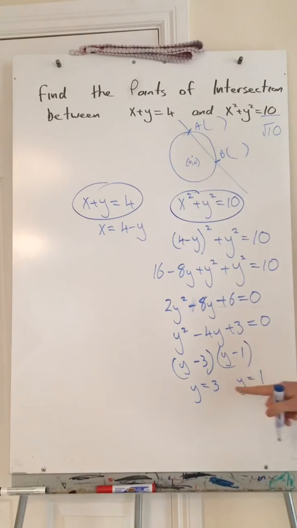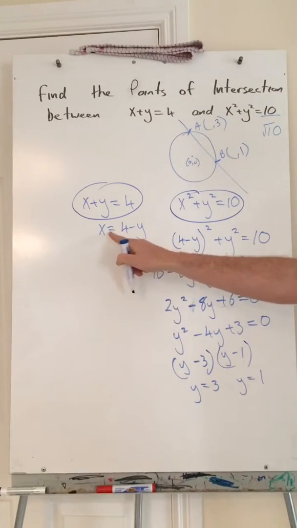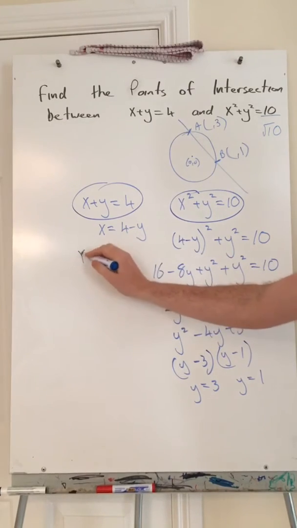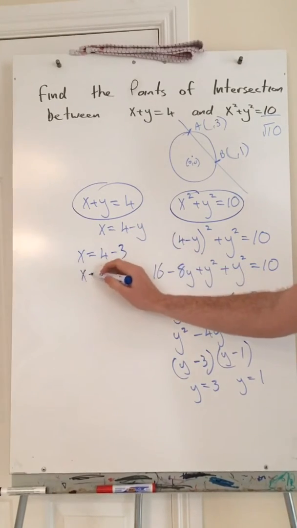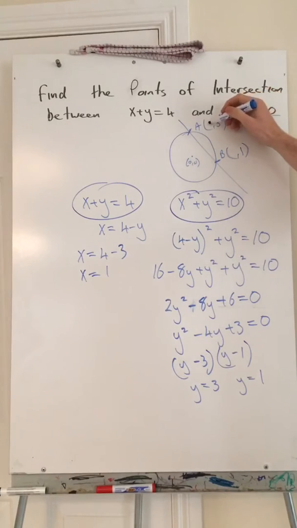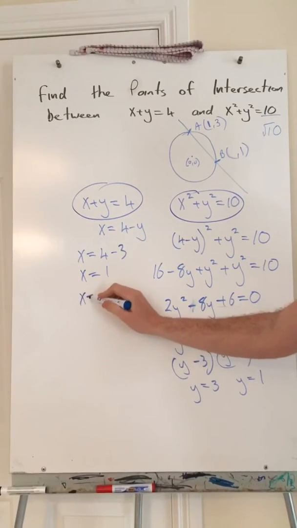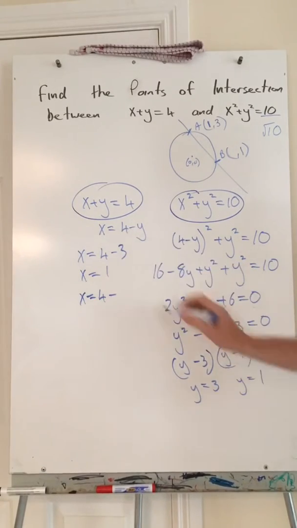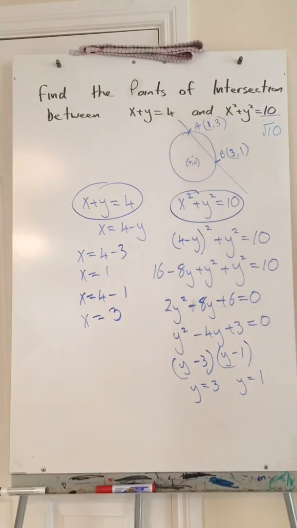So one of the y values is 3 and the other y value is 1, but we still need to find the x values. We know that x is equal to 4 minus y. The first y value is 3, so x is 4 minus 3, which is 1. So when the y value is 3, the x value is 1. Our other y value is 1, so x is equal to 4 minus 1, which is 3. So the 2 points where this line and this circle intersect are (1, 3) and (3, 1).